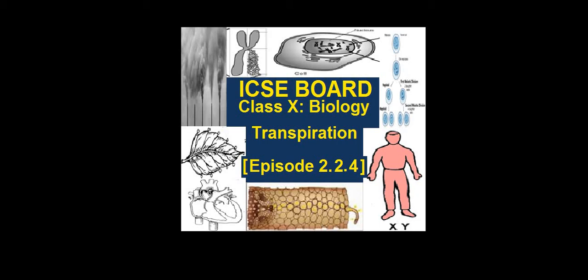We are with chapter Transpiration and this is episode 2.2.4, and in this episode we are going to see the difference between monocot and dicot leaf, as well as we are going to perform an experiment showing that dicot leaf transpires more at its lower surface. So let us move on to our topic. Here, difference between monocot and dicot leaf.